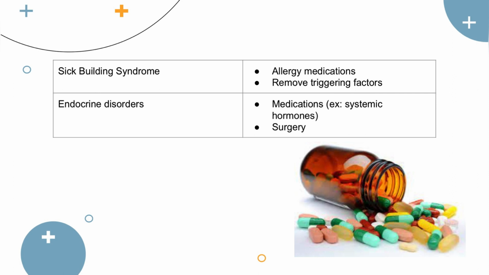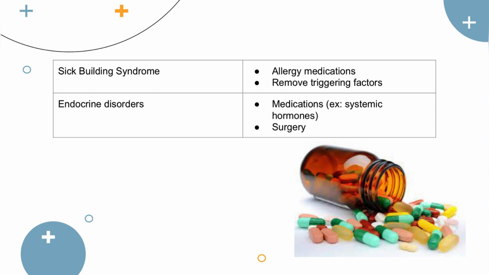Symptoms are tiredness, weakness of concentration, affection of the skin and mucosa, as well as unspecific allergic reaction with rhinitis, irritation of the eye, asthmatic complaints without diagnosis of asthma, and disturbance of taste and smell. The treatment for this syndrome is allergy medications and also to remove the triggering factors.